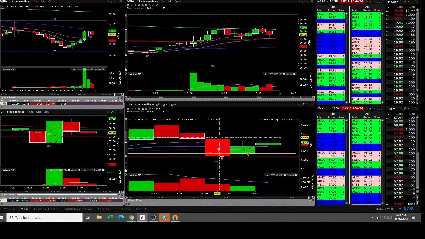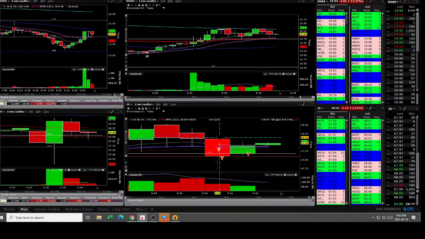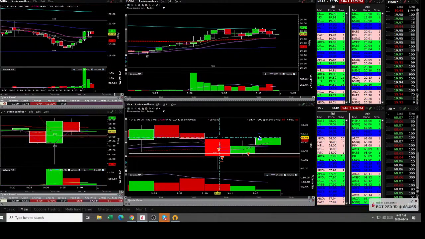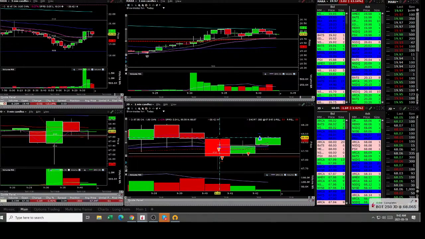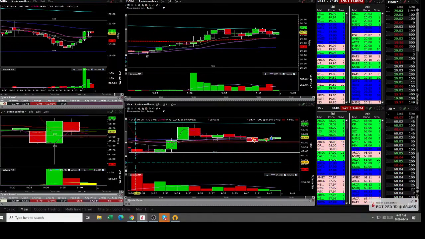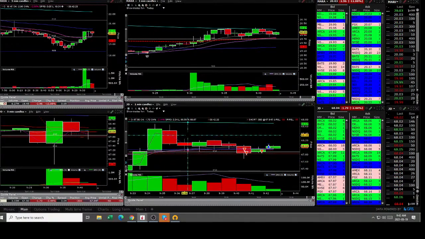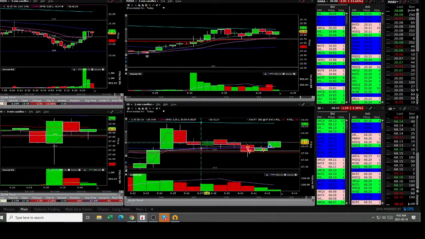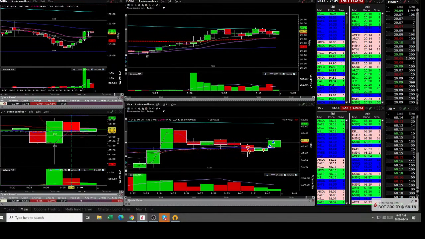Okay, it's holding 68. I'm going to reduce it if it moves back to 68.05. Okay, I've partially reduced it. Order filled. Okay, the bear flag pattern failed because the market has a bottoming tail right now. Okay, I'm going to reduce it further. Order filled. Okay, I'm out.